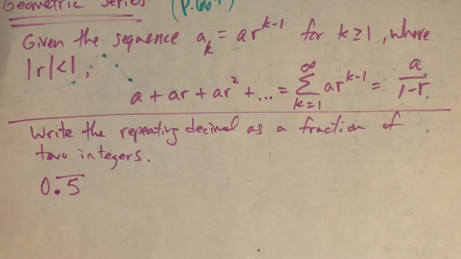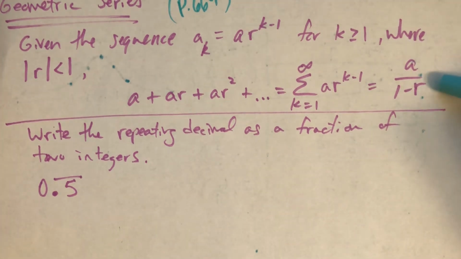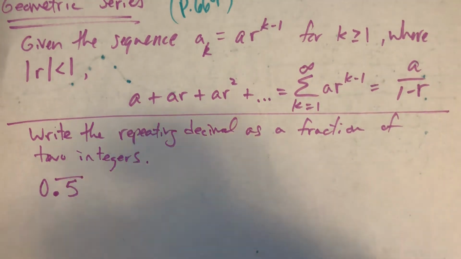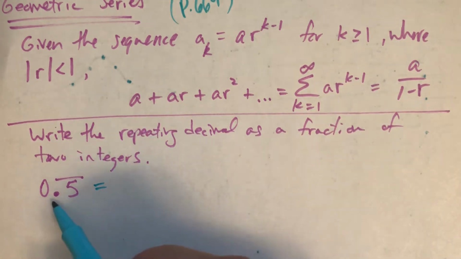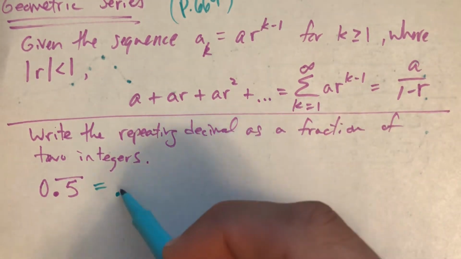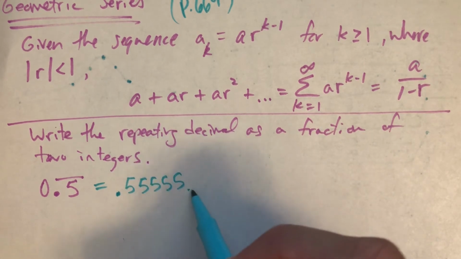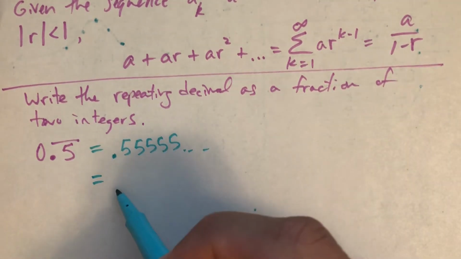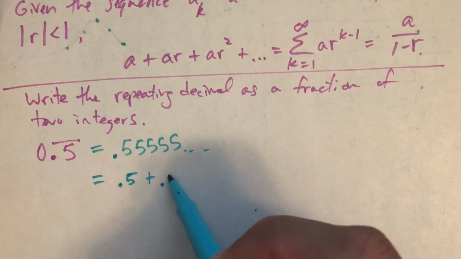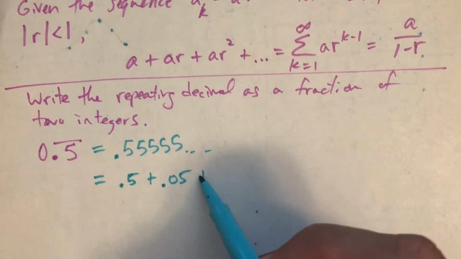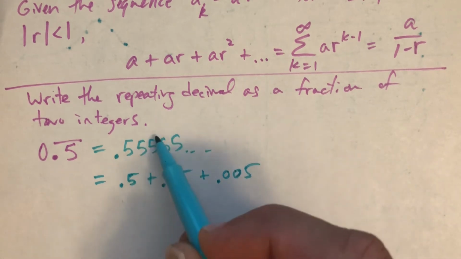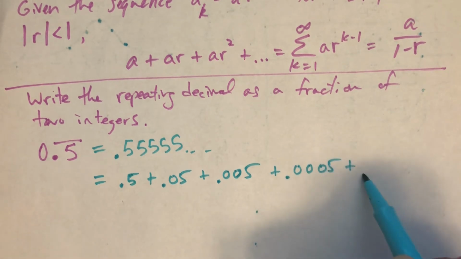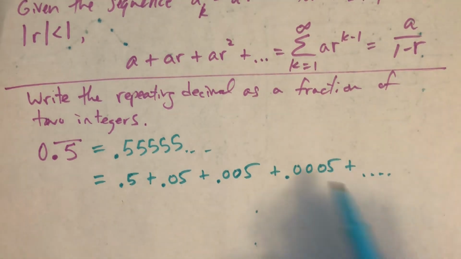Okay, it might not be immediately intuitive that we're going to do something like this, but we can. If I've got a repeating decimal, I can rewrite it. It could be 0.55555 and so on, forever and ever. Another way we could write that is 0.5 plus 0.05, which gives you 0.55, plus 0.005, which gives you 0.555, plus 0.0005, and so on all the way to infinity. Just infinitely many fives.